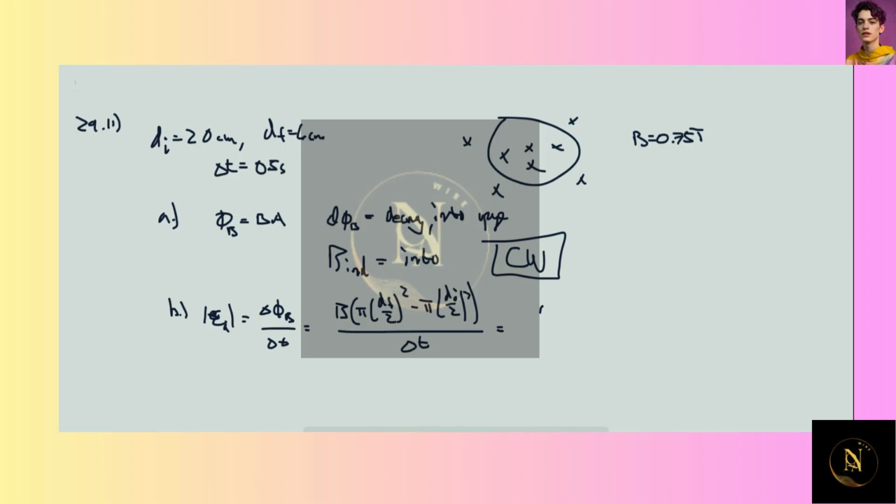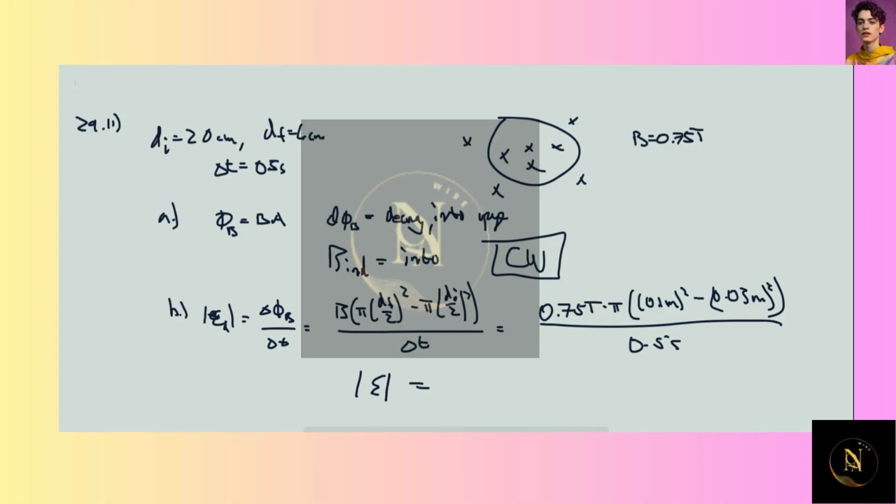So what we get here is 0.75 Tesla times pi times 0.1 meters squared minus 0.03 meters squared, all over 0.5 seconds. So we have everything in SI units here. So this answer is going to come out as an average EMF of roughly 4.3 times 10 to the negative 2 volts. Cool. So that was part B.